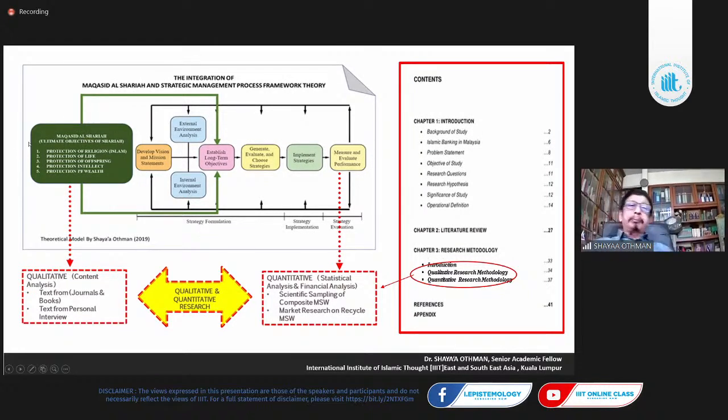So these are the things that we look into, and then of course you can do qualitative and quantitative research in this area.